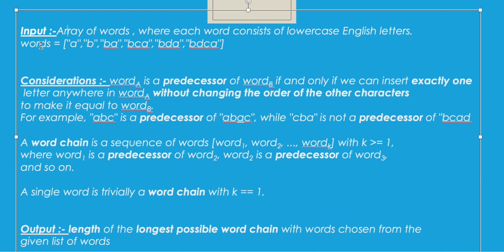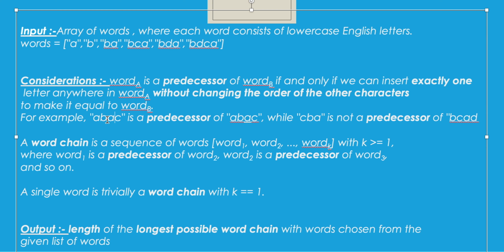Here, there is an array of words A, B, BA, BCA, BDA and BDCA. Conditions given here are: first, word A is a predecessor of word B if and only if we can insert exactly one letter in word A in order to make it equal to word B. For example, ABC is a predecessor of ABAC because here we have inserted A in word A to make it equal to word B.